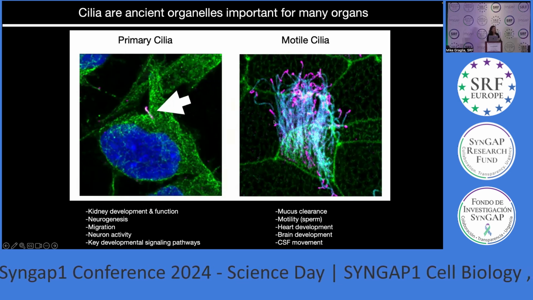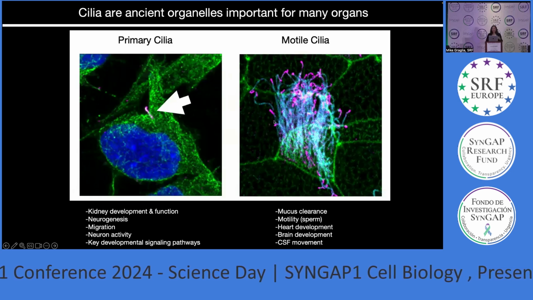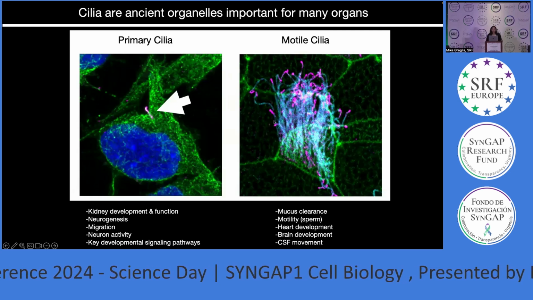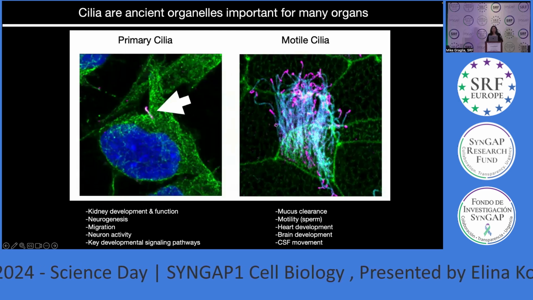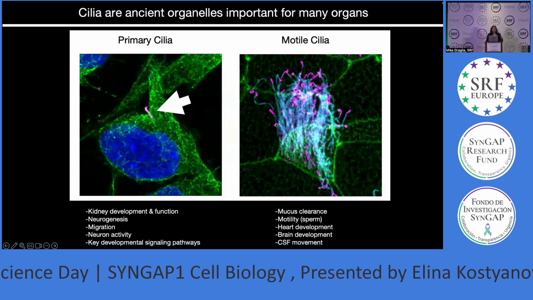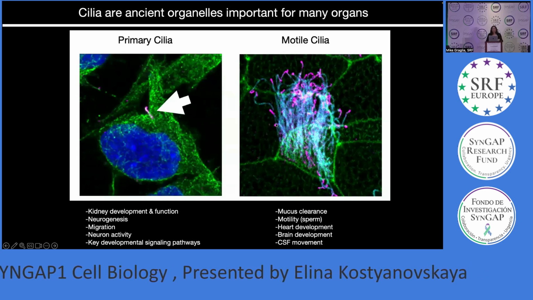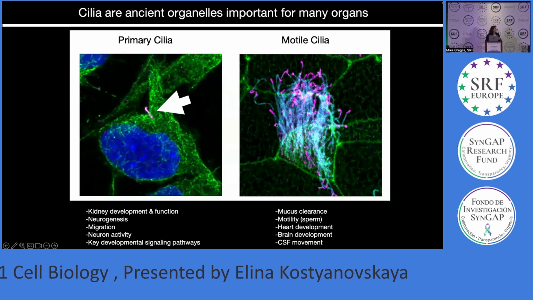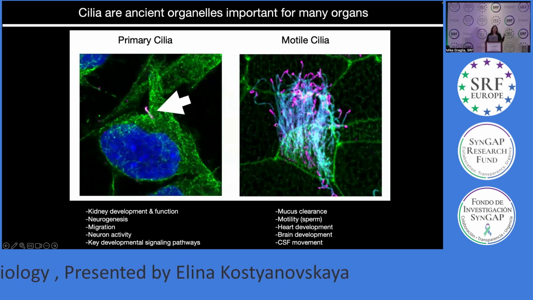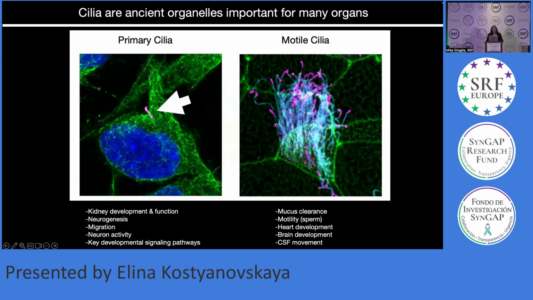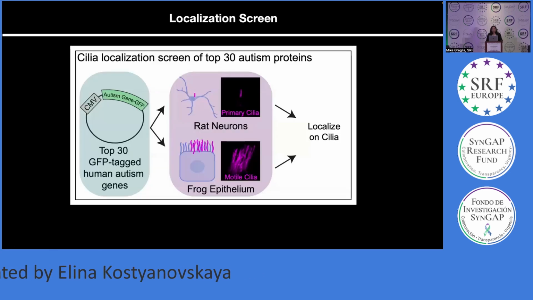So to determine whether SYNGAP1 and other autism proteins have a role at the cilium, we performed a localization screen in which fluorescently tagged human autism proteins, including SYNGAP1, were expressed in our model of primary cilia, which are these rat striatal neurons, as well as in Xenopus for motile cilia on the epithelium of Xenopus embryos. And as a result of the screen, we localized SYNGAP1, both endogenous and exogenous SYNGAP1, to the primary cilia of rat striatal neurons that we got from Dr. Ehrlich, and to the motile cilia of the frog epithelium.